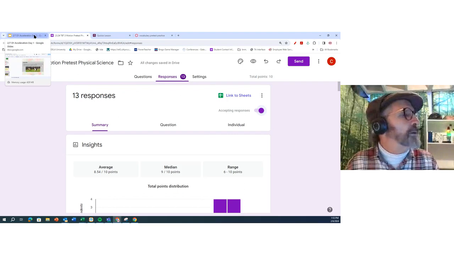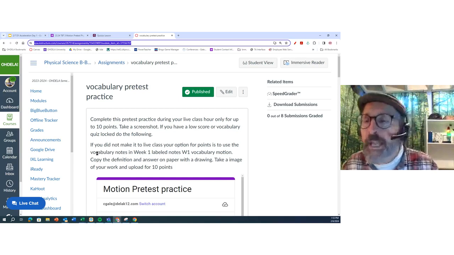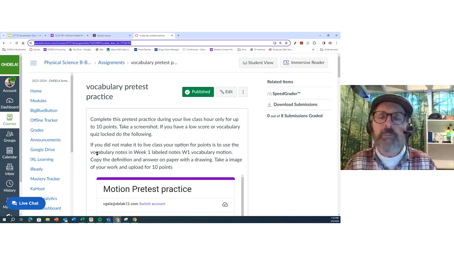The pretest says if you don't do well on it, you can look at week 1, use the vocabulary notes, and copy the definitions and answers on paper with drawings that I've left for you, then take an image of that and post it. I'll give you the 10 points. But if you can get 8 out of 10 in the next 7 minutes, you don't have to do that assignment. You just have to post your score.